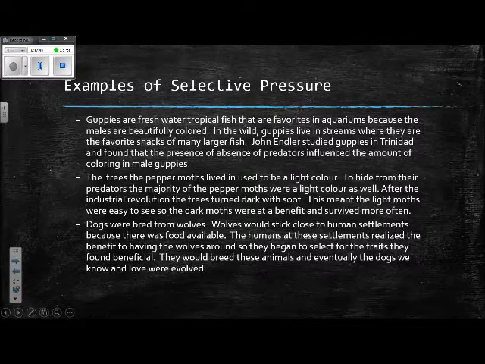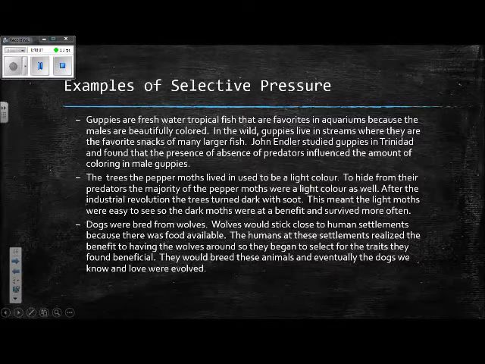So we kind of talked about the pepper moth last class. The trees that the pepper moths lived on used to be a light color. To hide from their predators, the majority of pepper moths were that same light color, and they blended in very well. It was a birch tree, I think, so they were kind of white.